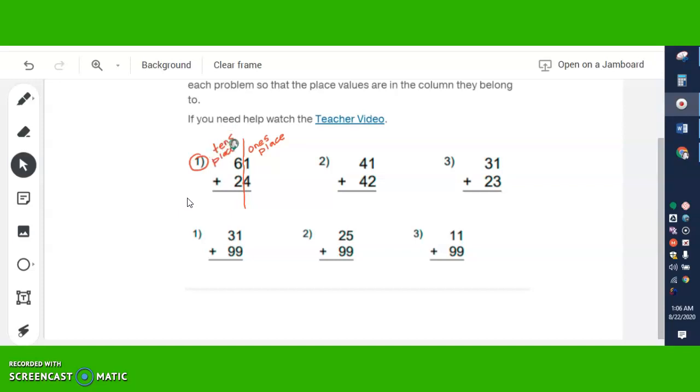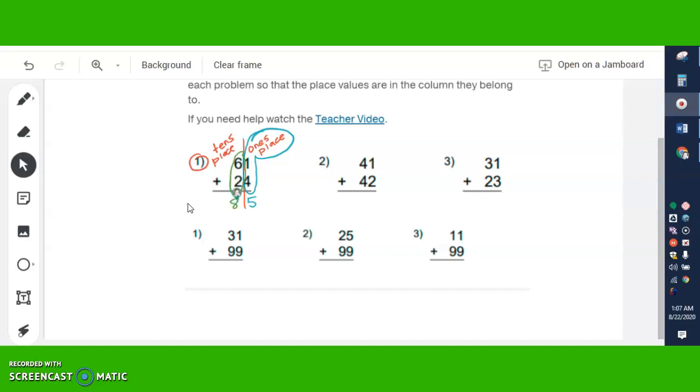So what I want to do is add from right to left. First I'm going to add the 1's place value, which is 1 plus 4. And I know 1 plus 4 is 5. Then next I want to go ahead and add the 10's place value, which is 6 plus 2. And I know that is going to be 8.